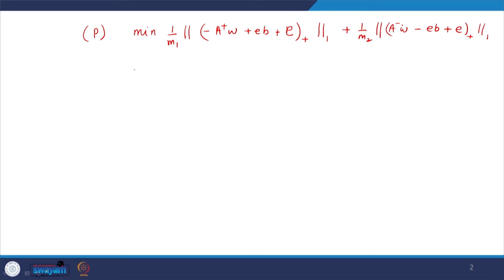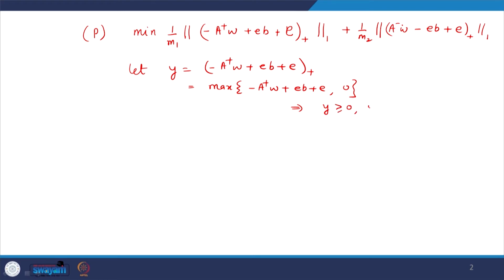So, now how can we convert this? Let y equal to (minus A plus w plus e b plus e) plus. This means it is the maximum of minus A plus w plus e b plus e, or 0. So, if it is the maximum of these two, this implies, first of all, y is greater than or equal to 0 and y is greater than or equal to minus A plus w plus e b plus e.